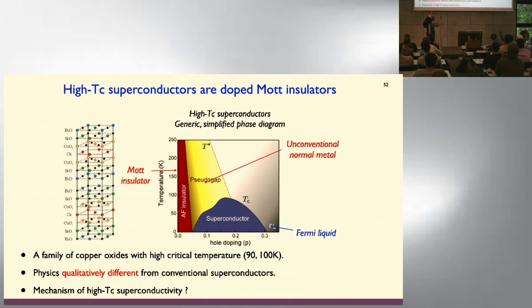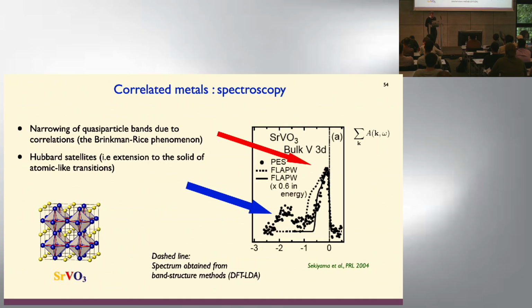Another one would be the high temperature superconductors, which I'm sure you have all seen before, as a function of temperature and doping in this class of oxides. You have a Mott insulator, a doped Mott insulator that gives rise to superconductivity and all sorts of interesting phenomena. So we would like to understand Mott physics for those reasons.